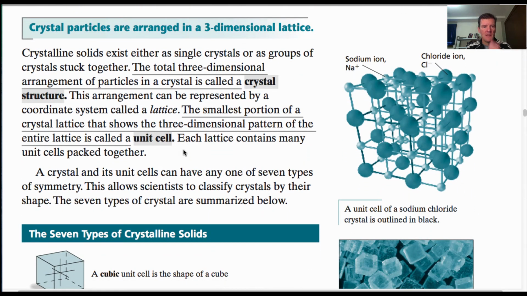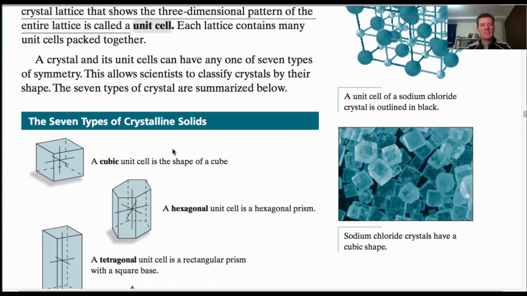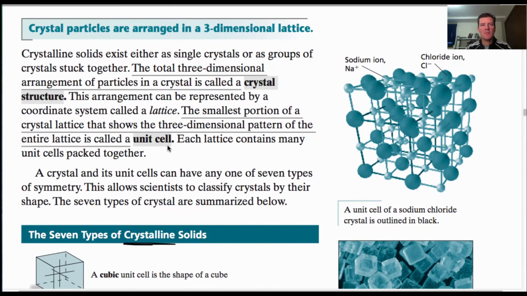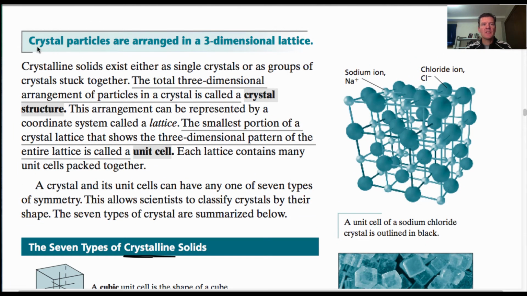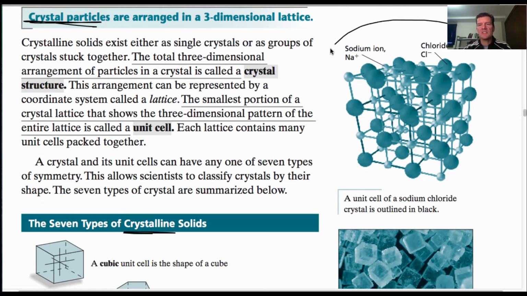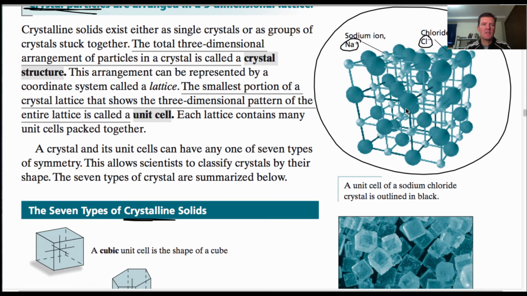All right. Now, this whole section here talks about different types of crystalline solids. I am not going to be asking you questions about the different types of crystalline solids, all right? All you need to know is that a crystal is basically a specific arrangement. You can see this is a specific arrangement of particles here, sodium and chloride ions, in order to give it a repeating pattern. That's all you need to know about crystals.